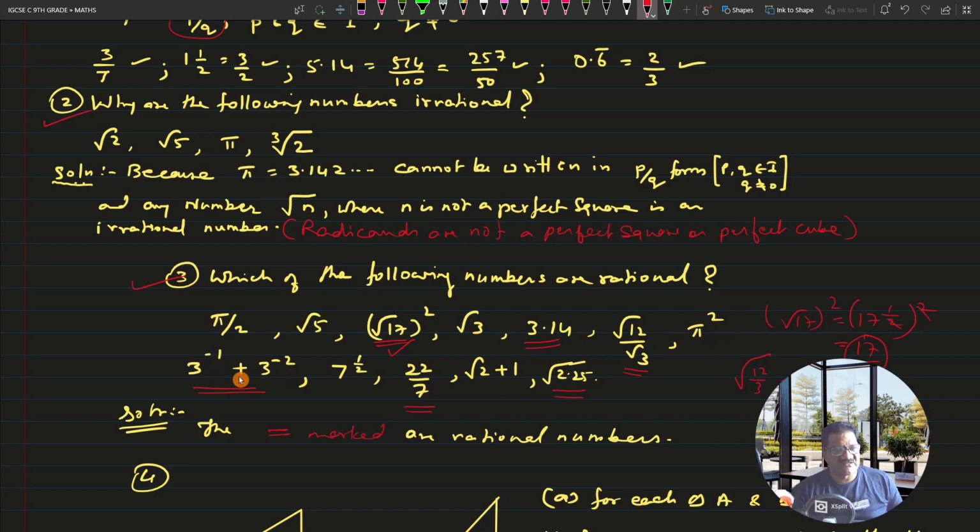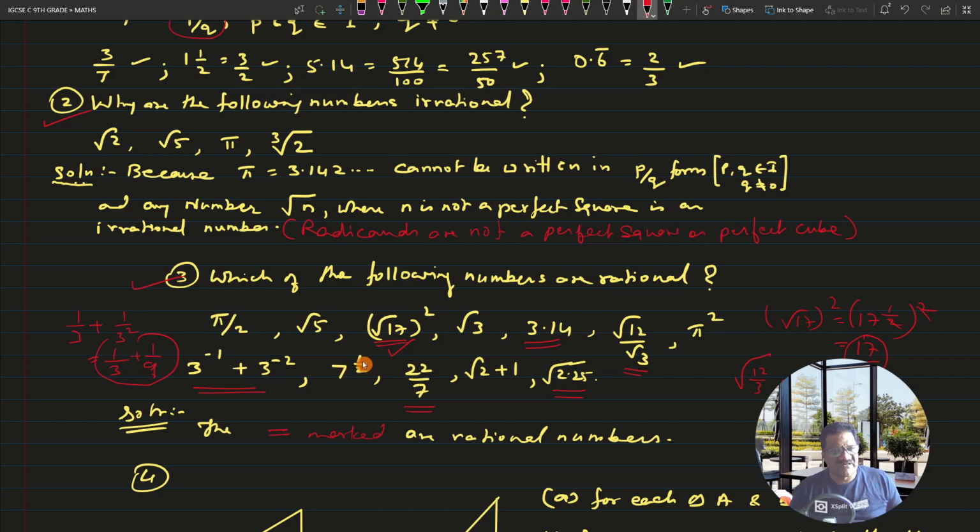3 raised to minus 1 plus 3 raised to minus 2 will be rational. It is very simple, straightforward. 3 raised to minus 1 is 1 upon 3, and 3 raised to minus 2 is 1 upon 3 square. This is nothing but 1 upon 3 plus 1 upon 9. Now this will work out to a number which will always be a rational number, not an irrational number.